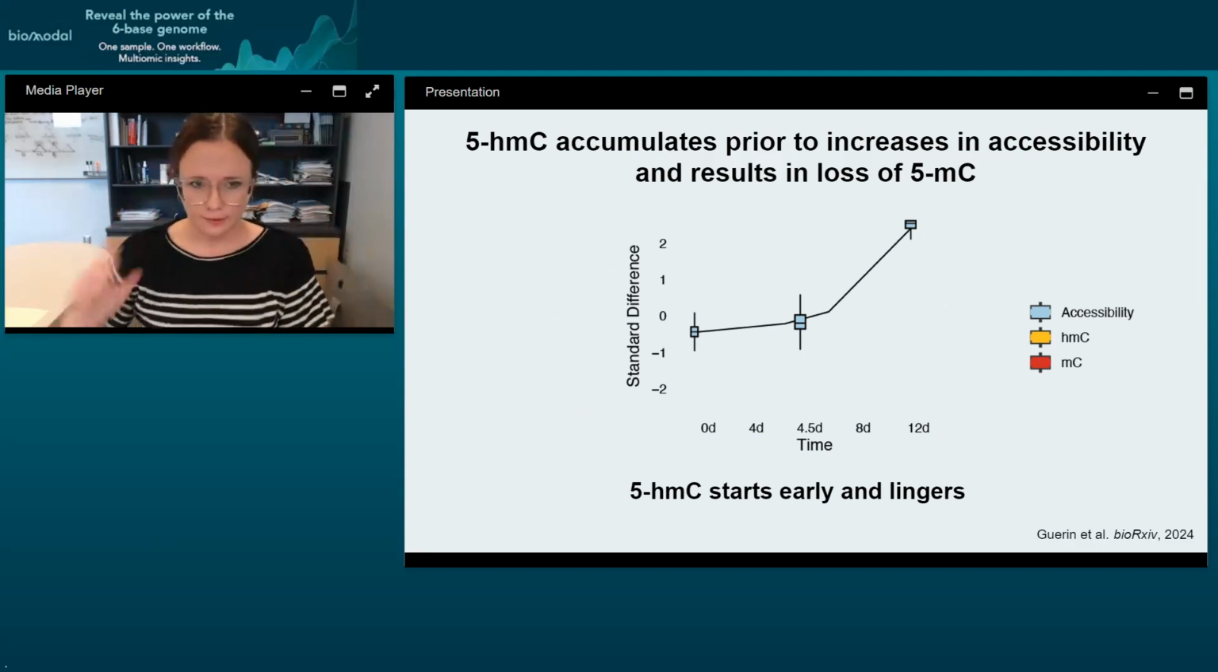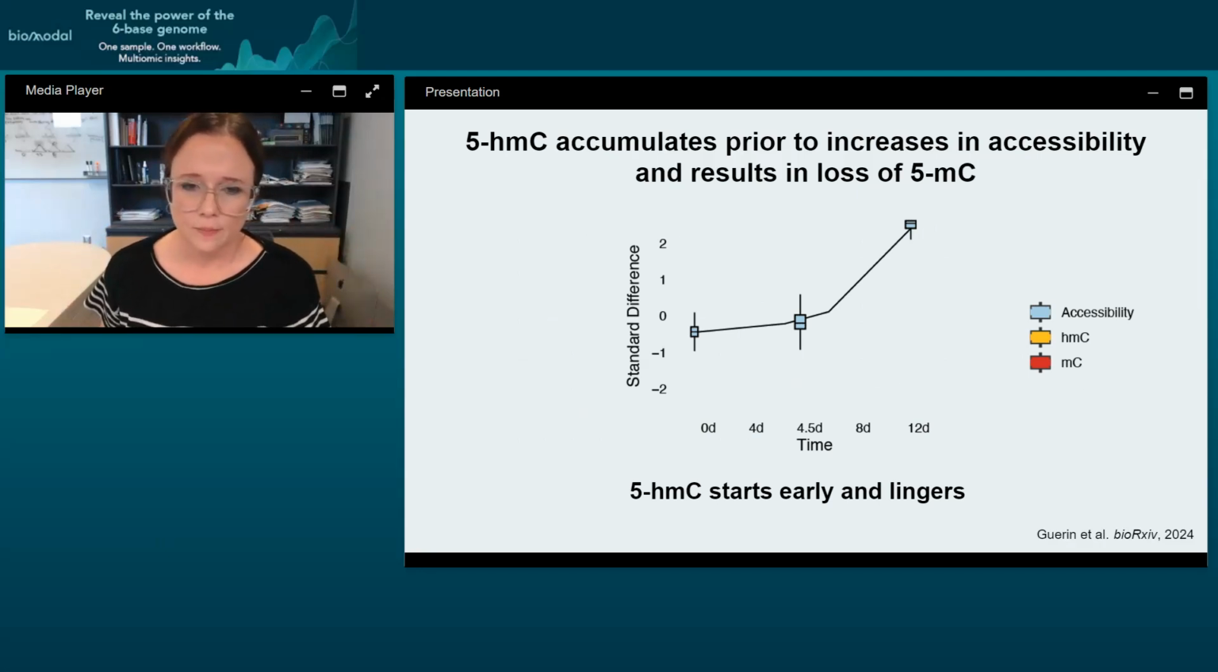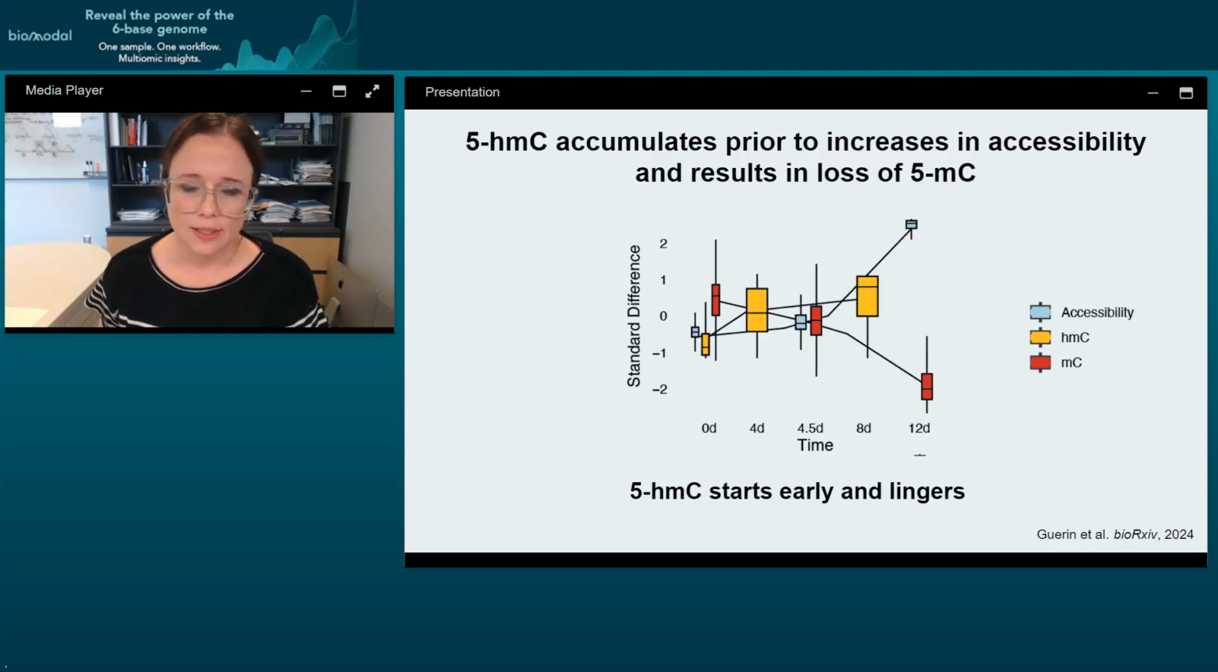So if we look at this all together, it looks like in this one subset of regions, we have an increase in accessibility that happens towards the end of the time course. And methylation does change. You get demethylation in these regions. That's also happening. But hydroxymethylation appears to accumulate prior to the increase in accessibility, resulting in the loss of 5-MC. So it looks like 5-HMC is starting early and lingers. So the whole time frame of demethylation is actually longer than we thought or observed with the ATAC-Me data.